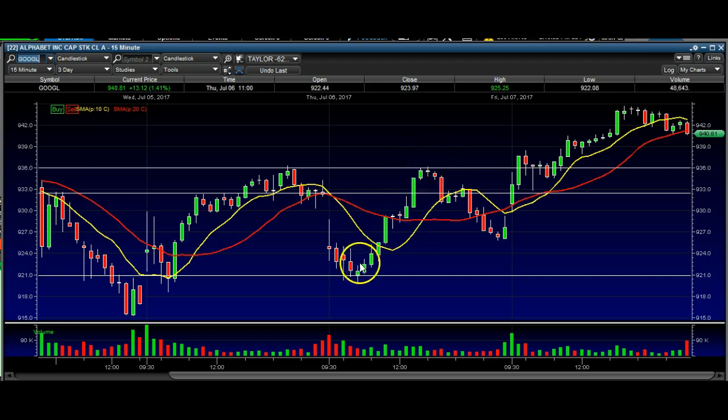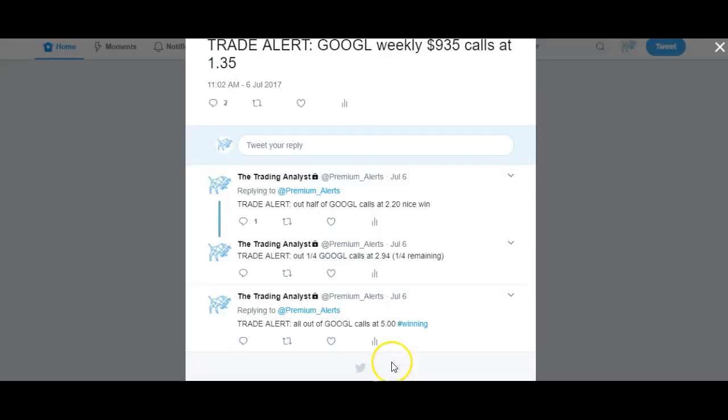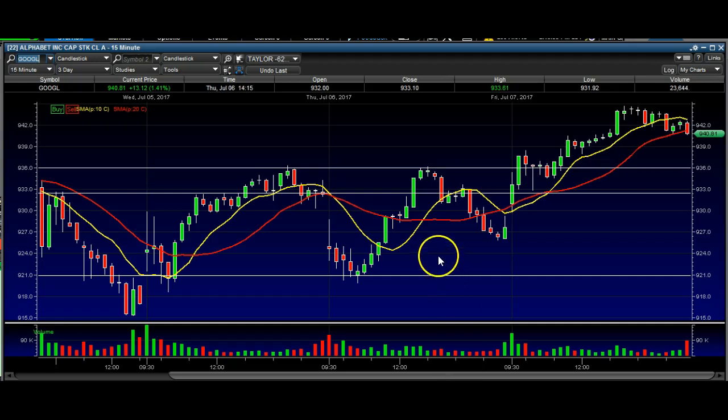So mind you, we bought at the low of the day, or approximately the low of the day, and we sold pretty much at the high of the day as well. And that was a great trade right there for about a 400% gain on the rest of those contracts. And that was just a day trade. That was a really nice move here.